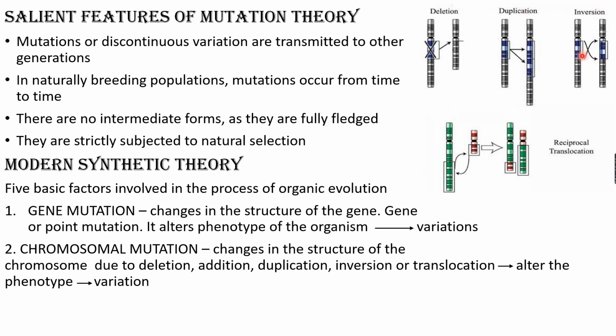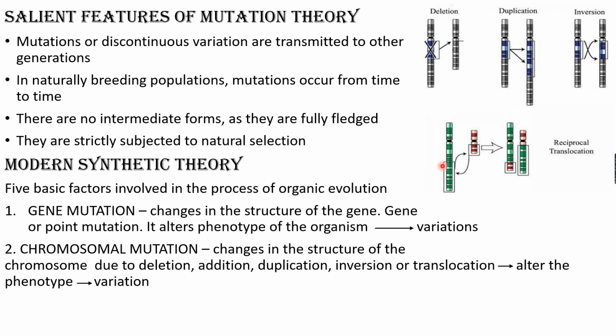The particular portion of the chromosome is inverted. This is called inversion. This lower portion comes to the upper portion and the upper portion comes to the lower portion. So this is called inversion. Lower portion to the upper portion, upper portion to the lower portion. Inversion. Now what is translocation?